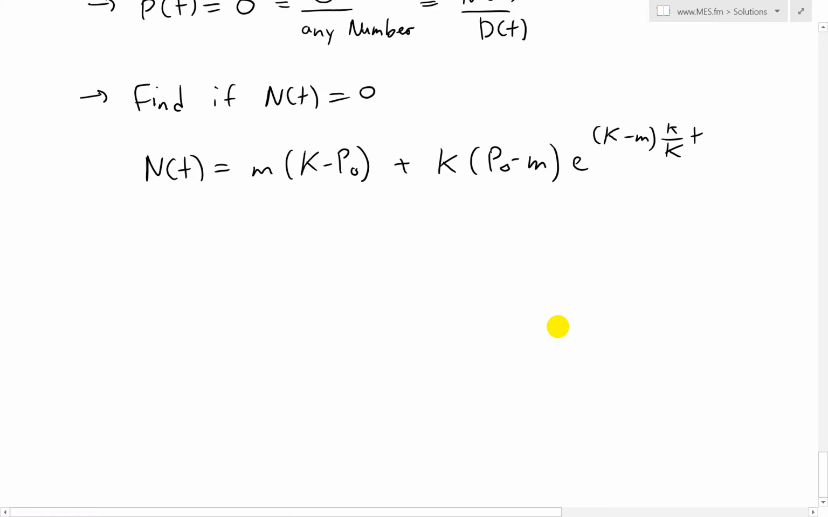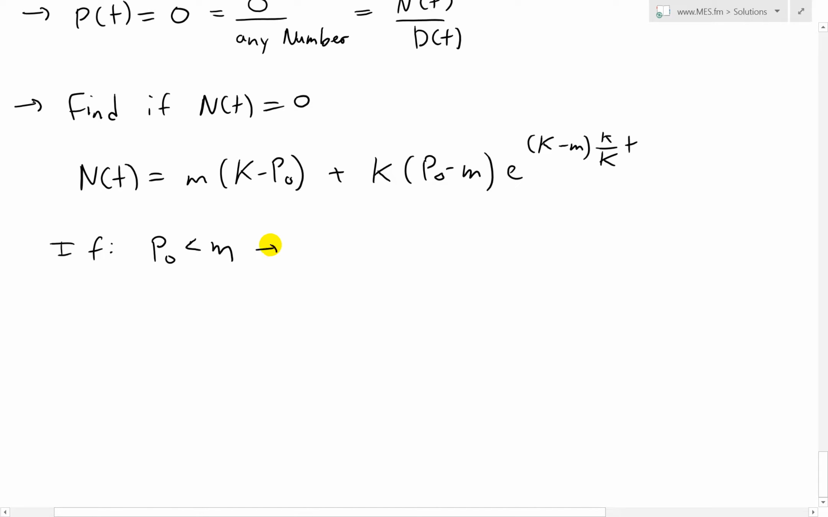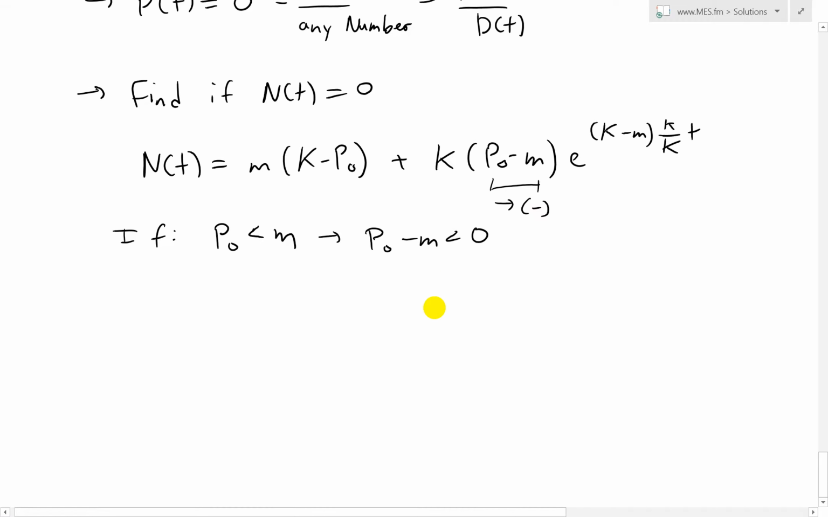So now we're asked to check if it's extinct if p0, the initial population, is less than m. If we have this, then the first thing we notice is, if we move the m to the other side, p0 minus m is less than 0. In other words, this part right here is negative because it's less than 0.